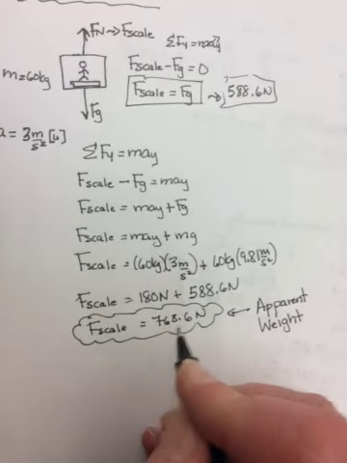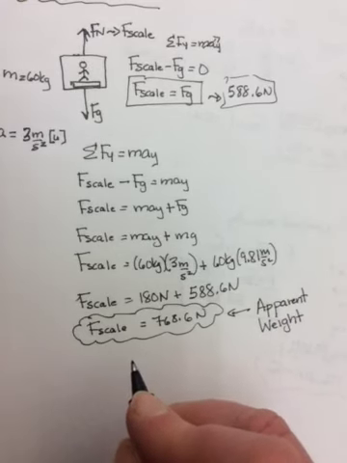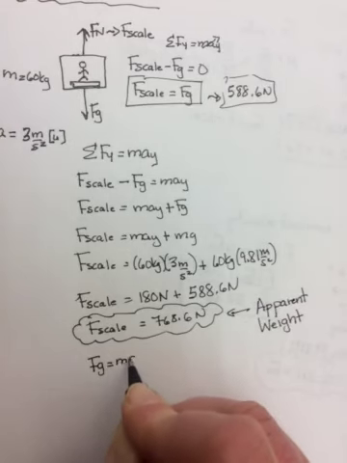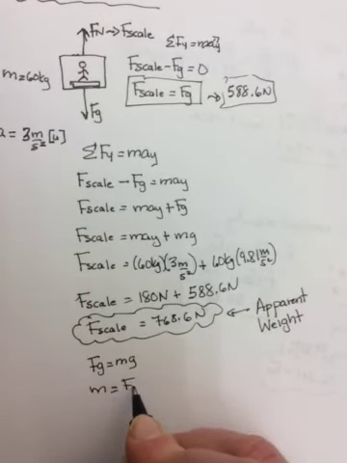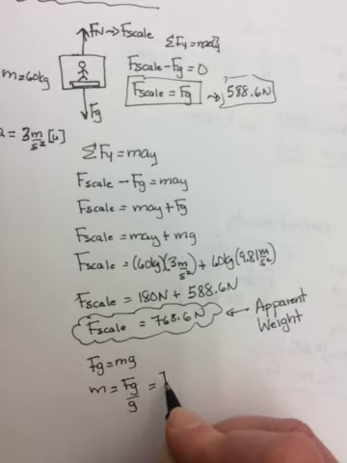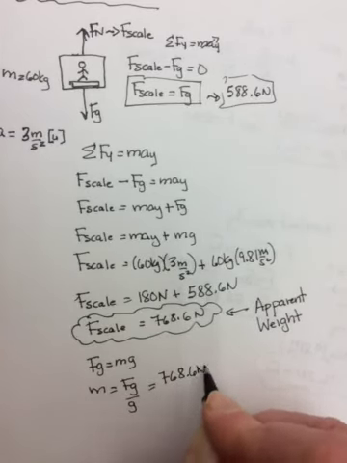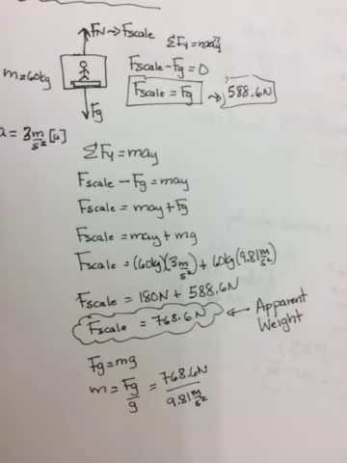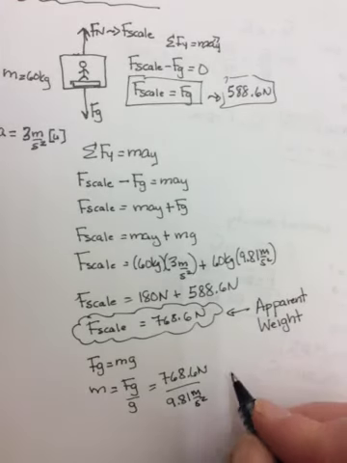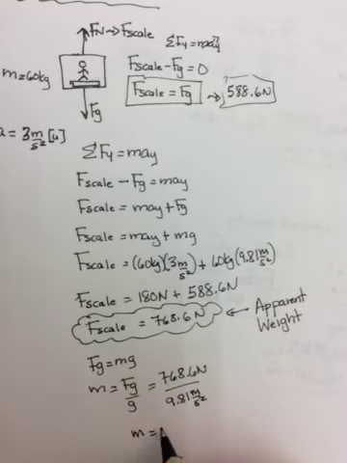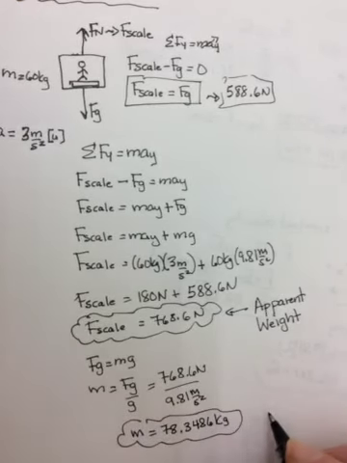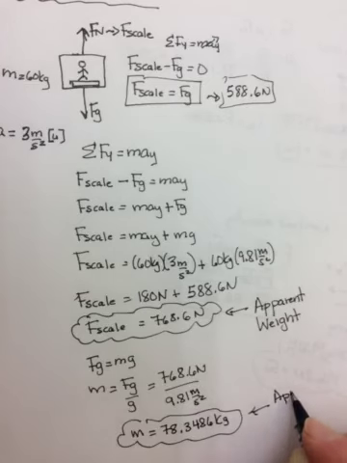Now, our bathroom scale doesn't usually read in newtons. It usually reads in kilograms. So we could find out what this is in kilograms by doing Fg is equal to mg. So m will be equal to Fg divided by g. So this 768.6 newtons divided by 9.81 meters per second squared. And yes, I am doing that in the calculator. And so you get a mass of 78.3486 kilograms. This would be known as our apparent mass.